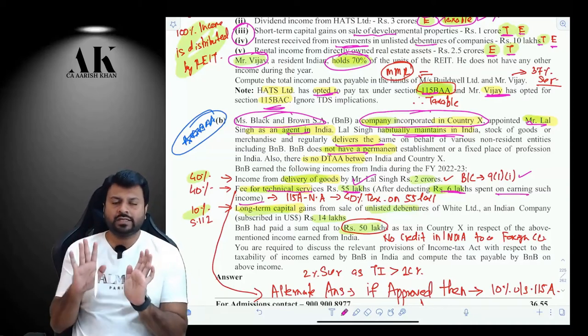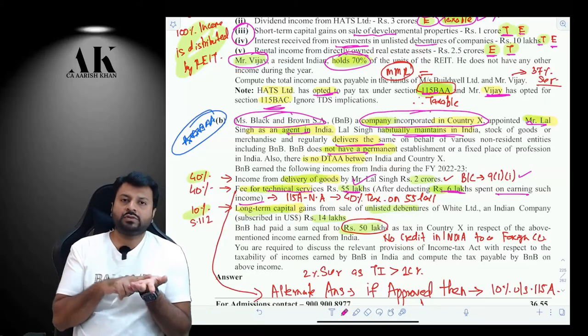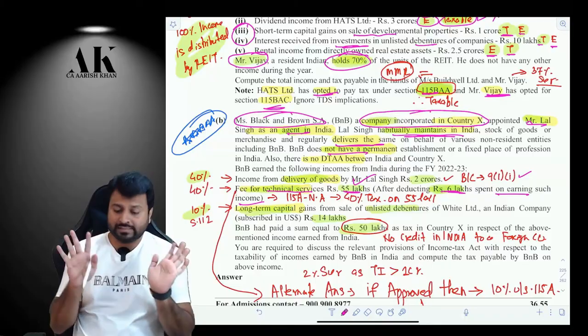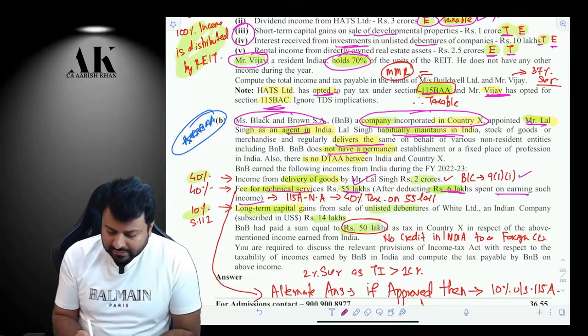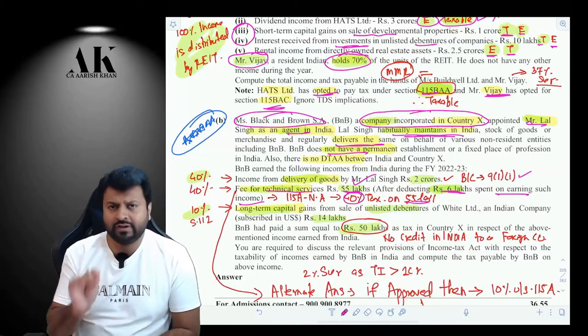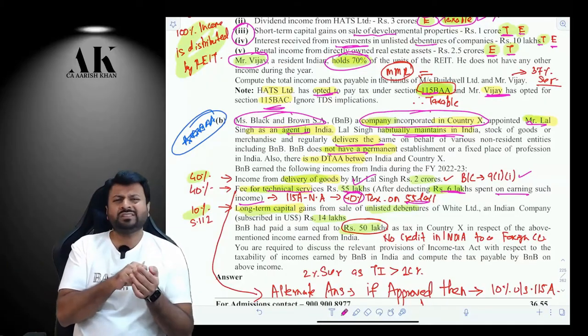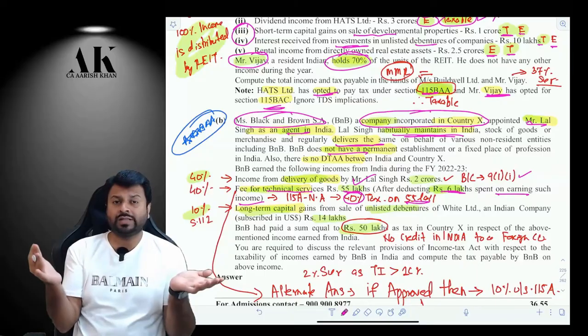The first view which the institute is taking is that it is assumed to be a normal technical service. It is not 115A service. Therefore, if it is normal service, then 40% tax will be chargeable on 55 lakh rupees, that is the net profit. But if we assume this to be 115A, which doesn't make sense to assume, but the institute has assumed that.